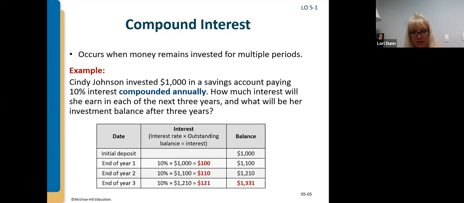Going into year 3 then, she'll use that new balance of $1,210 times 10%. Interest in the 3rd year is $121. Add that $121 of interest to the current balance of $1,210. At the end of year 3, $1,331. So just another demonstration of how this compound interest actually works. Not only do you earn interest on your initial investment, but any interest that's been earned through the end of the year.